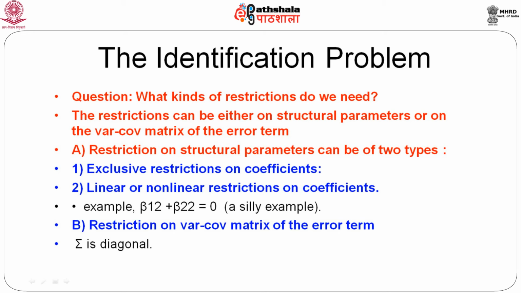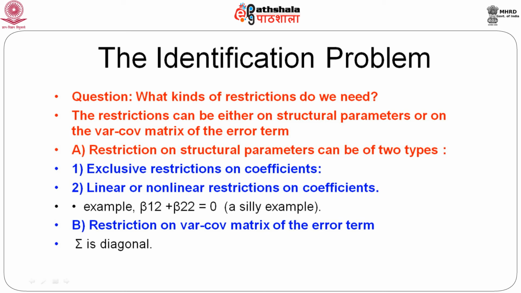Now, the question: what kind of restriction do we need? The restriction can be either on the structural parameters or on the variance covariance matrix of the error term. Now, restriction on the structural parameters can be of two types. First of all, you can have exclusion restriction, or you can have linear or nonlinear restriction, that is, general homogeneous linear restriction. Say, for example, you use beta 1 2 plus beta 2 2 equal to 0, that is, you are taking a linear combination of the coefficient matrix.